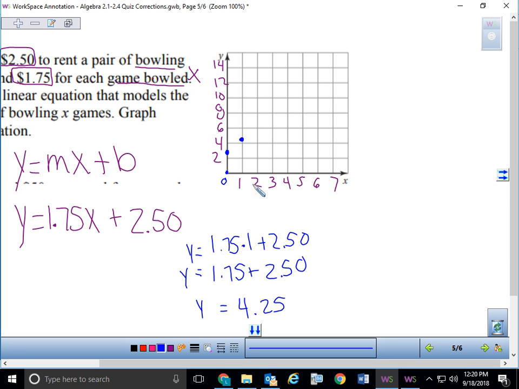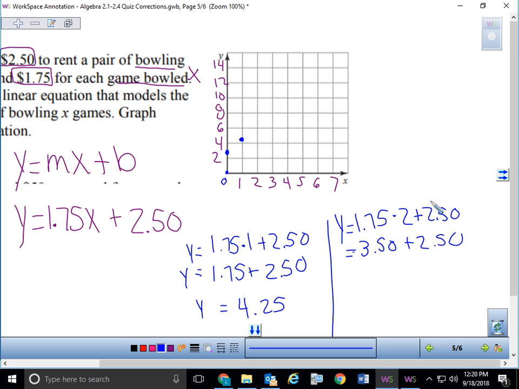Well, let's just pick another one. Let's just pick 2. Let's plug in an x value of 2. y equals 1.75 times 2 plus 2.50. When you do 1.75 times 2, that's 3.50, or 3.5 if you'd like to think of it that way, plus 2.50. That gives me a nice number. That gives me 6, or 6.00 if you want to talk about money. So with my x value of 2, my y value is perfect. It is 6. No estimating there.